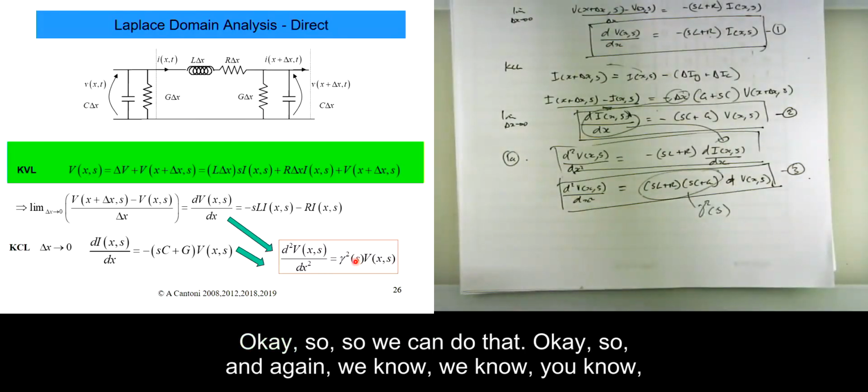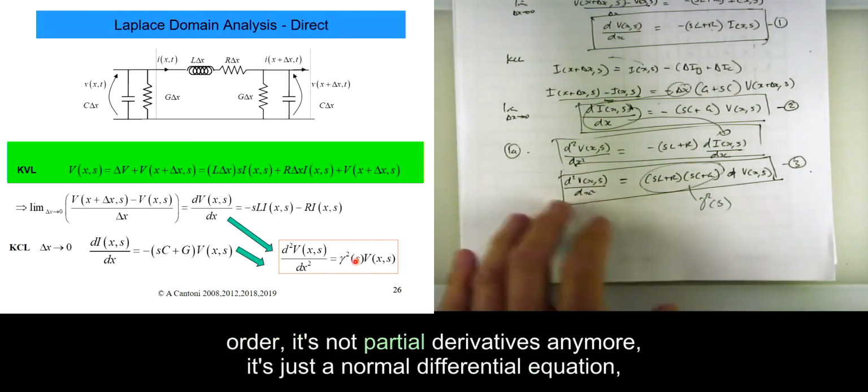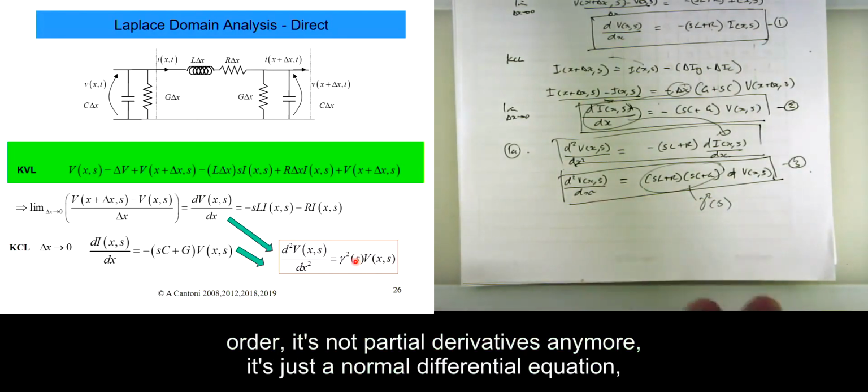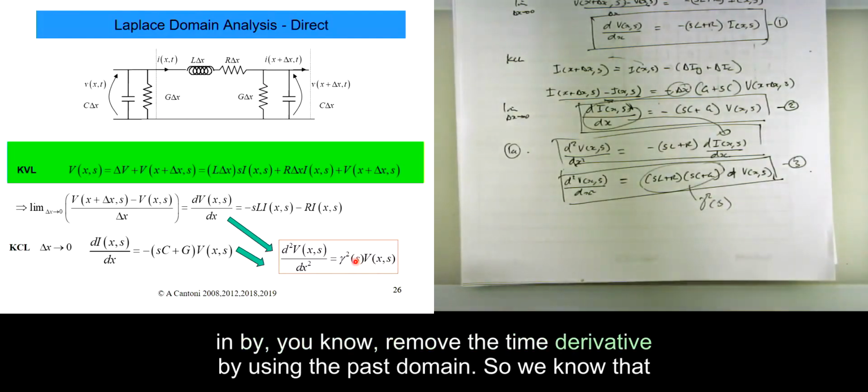Okay, so we can do that, and again, we know how to find solutions to those. This is just a simple second order differential equation, it's not partial derivatives anymore, it's just a normal differential equation from one variable. Of course, as I said before, we managed to absorb the time derivative, remove the time derivative, by using the Laplace domain.